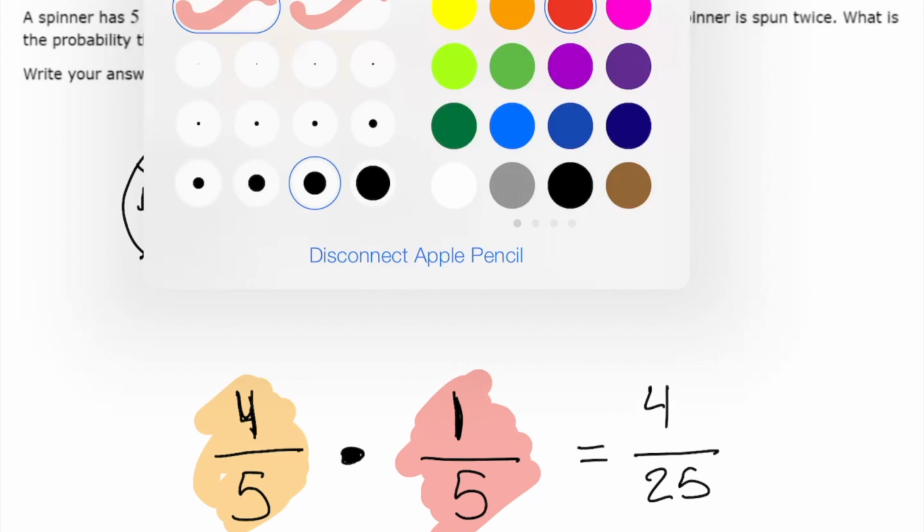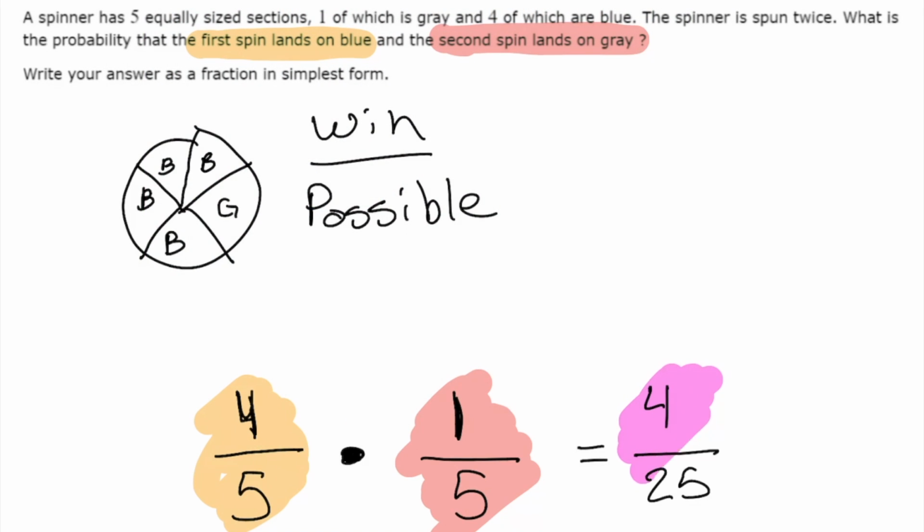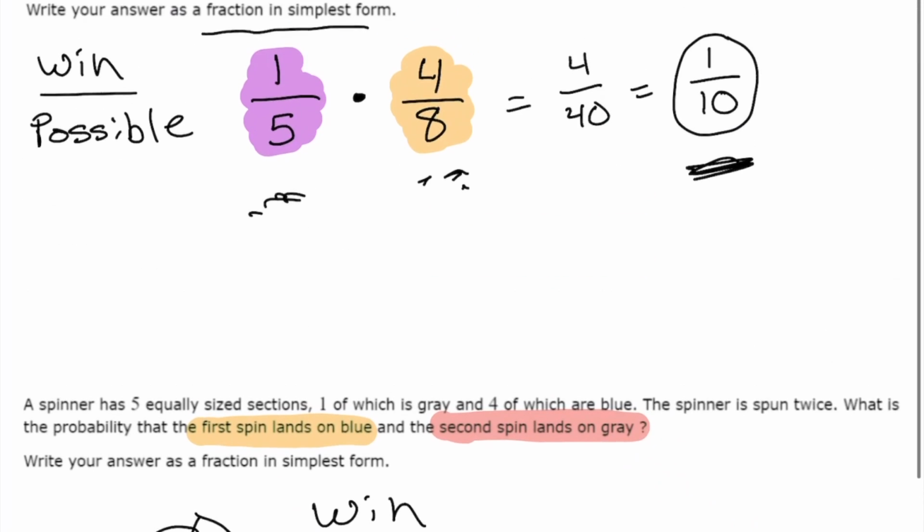And our answer should be less than the 2 original fractions we came up with. And it is. 4/5 is a pretty high chance of happening, and 1/5 is a pretty low chance of happening, but 4/25 is even lower than 1/5, because 5/25 would be 1/5. So we have an even lower chance of getting them both correct. Okay. That is it for this one. I hope it made sense.